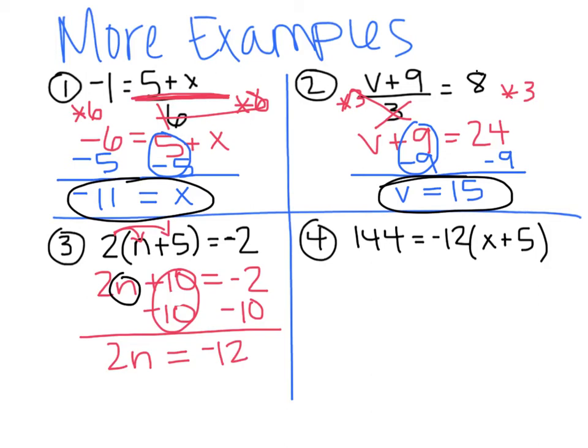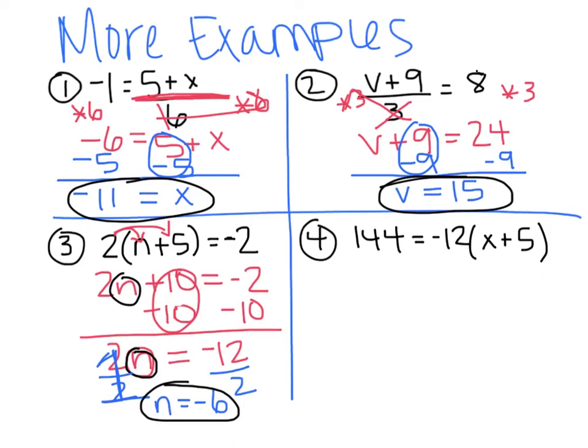Now, how is n attached? It's attached by multiplying by 2, so I'm going to divide by 2 on both the variable side and the solution side. And this becomes a 1, n, so n equals, and -12 divided by 2 is -6. So n equals -6. All right, last one, here we go.